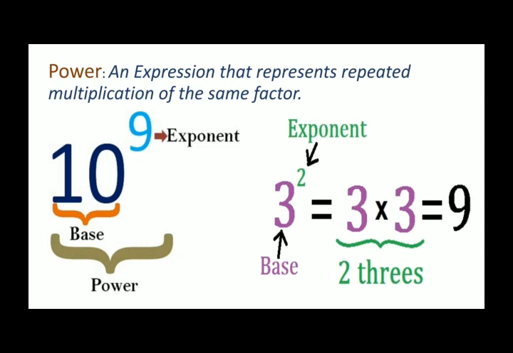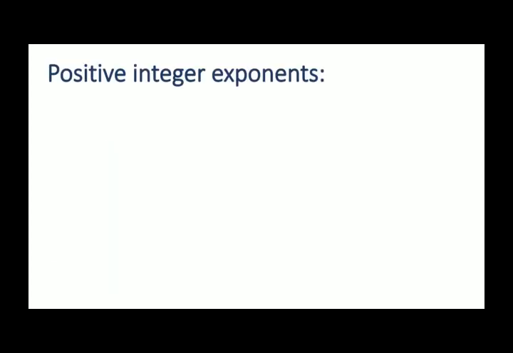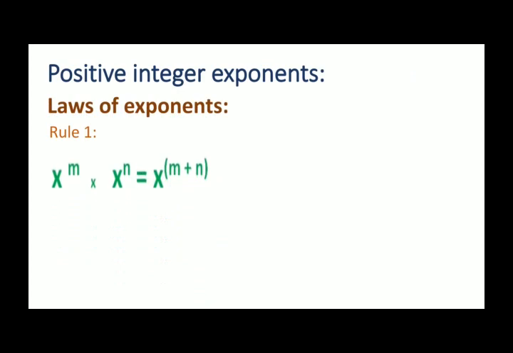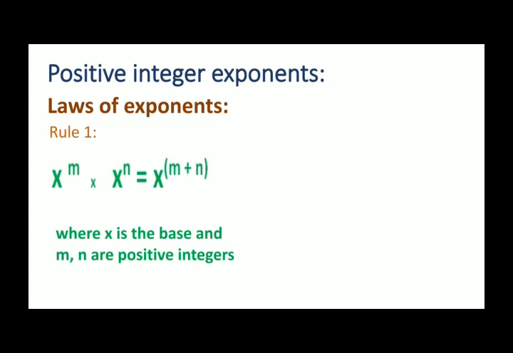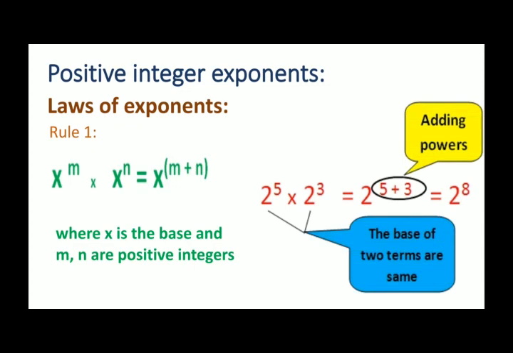In exponents, you have positive integer exponents and negative integer exponents. In positive integer exponents, you have various laws or rules of exponents. So your first rule is x power m into x power n is equal to x power m plus n, where x is a base and m and n are positive integers. So in case of multiplication, if your bases are the same, you just have to add their powers. For example, if you have 2 power 5 into 2 power 3, in this case the base of the two terms is the same, which is 2, so you just have to add their powers, which is 5 plus 3. So your answer is 2 power 8.